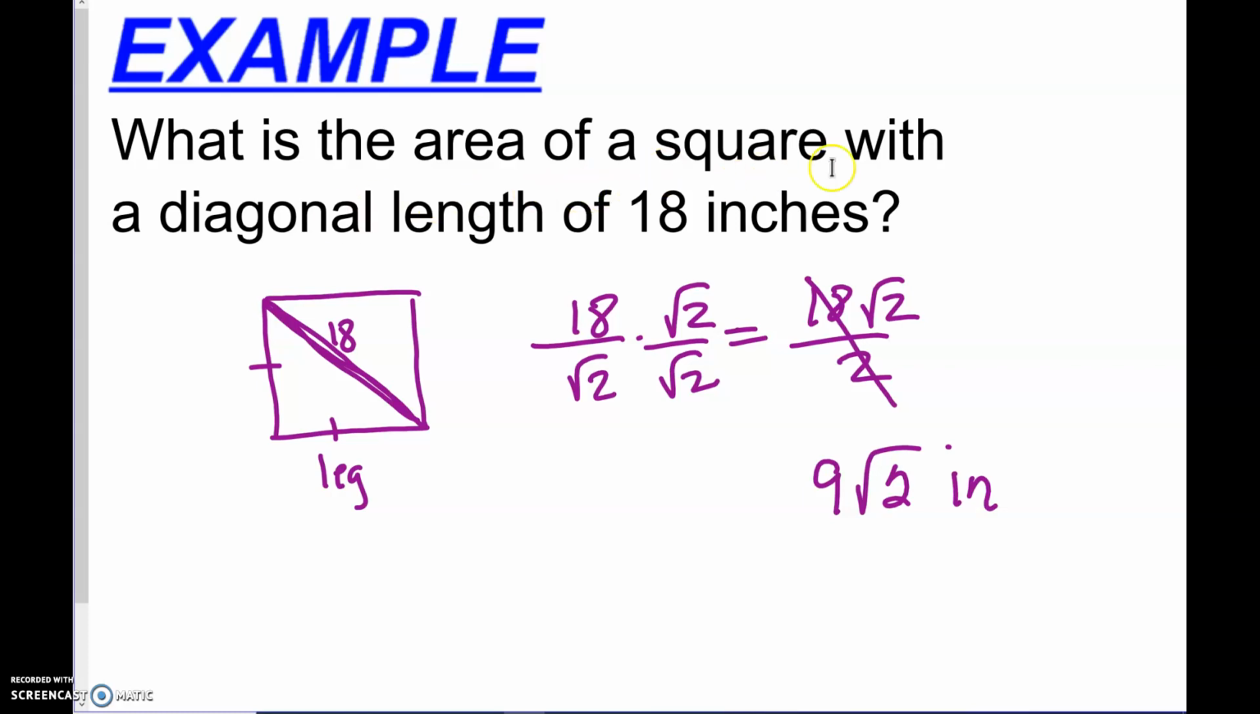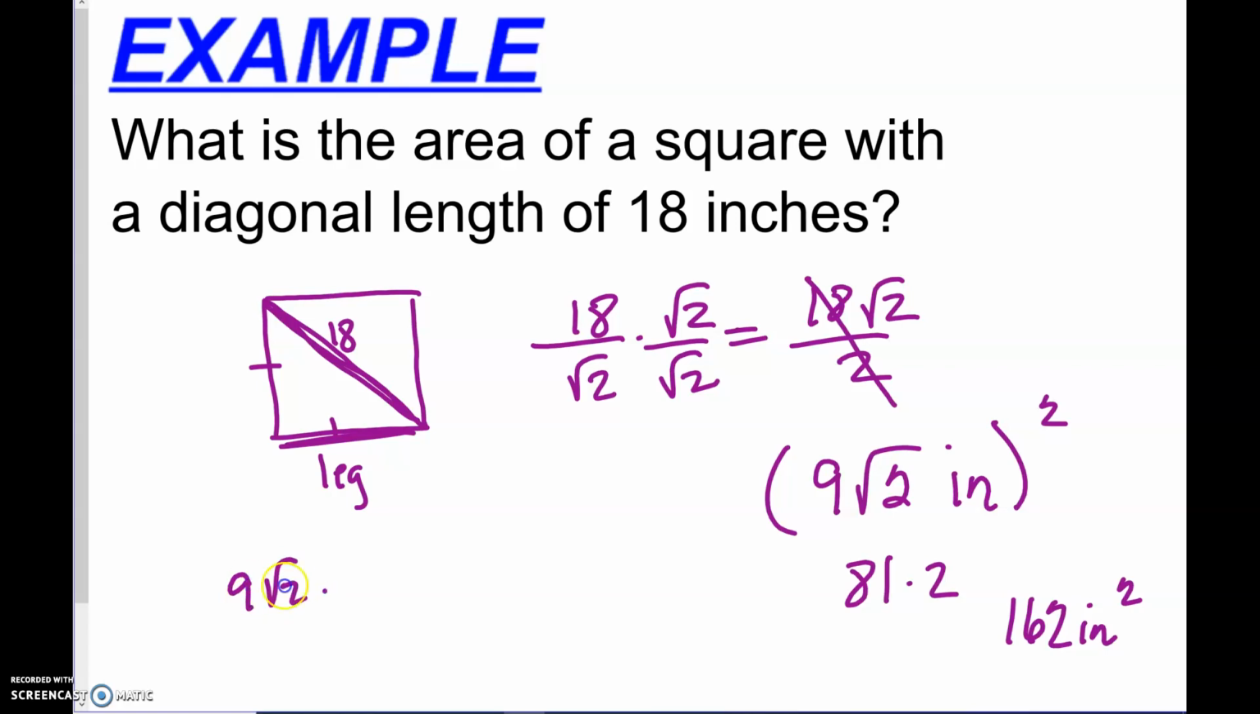What is the area of a square? Oops, I didn't do that. I just found the length of one side. So now we have to take and multiply this by itself, or square it. So 9 squared would be 81, and the square root of 2 squared is 2. So 81 times 2 is going to be 162 inches squared.